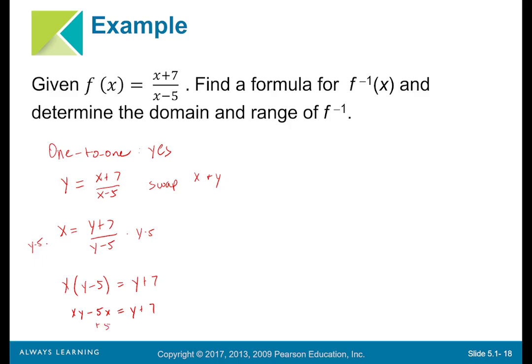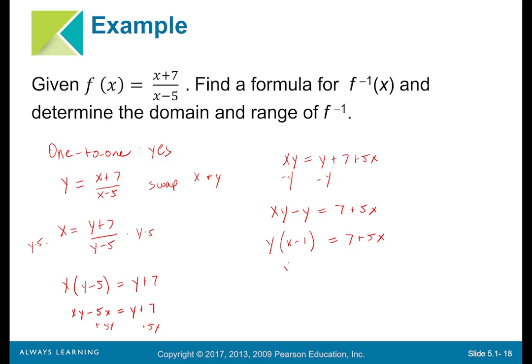So I'm going to add 5x to both sides. And then I have xy equals y plus 7 plus 5x. Now I'm going to subtract y from both sides, and I have xy minus y equals 7 plus 5x. Now here's the point where I have all of my y terms on one side and non-y's on the other. Since everything on the left-hand side has a y, I can factor that y to the front and write y parentheses x minus 1 equals 7 plus 5x.